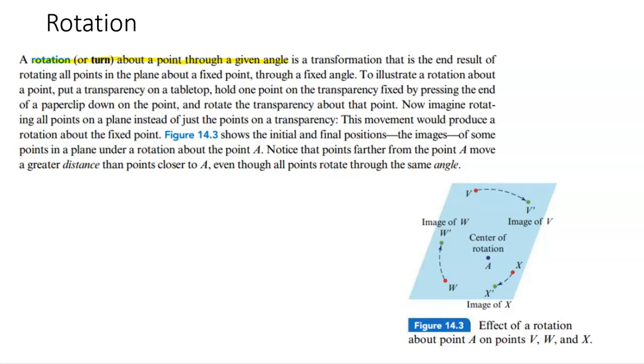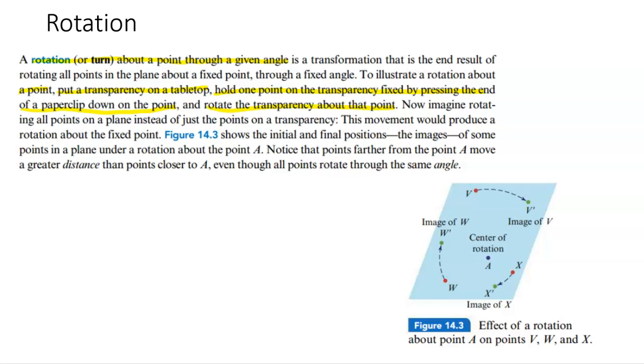through a fixed angle. To illustrate a rotation about a point, you're going to put a transparency on a tabletop or thin piece of paper, hold one point on that thin piece of paper fixed by pressing the end of maybe a paper clip down on the point, and then just rotate the transparency about that point. And you're going to see a video of that in your Desmos later. So now just imagine rotating all the points on the plane instead of just the points on the transparency. This movement would produce a rotation about a fixed point.